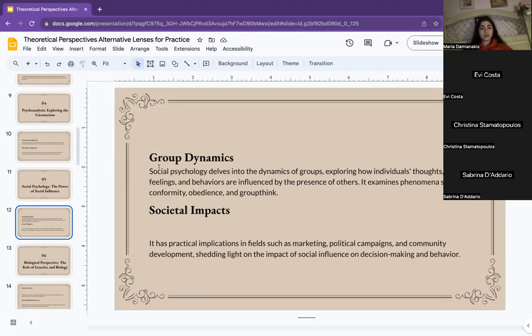Societal impacts. It has practical implications in fields such as marketing, political campaigns, and community development, shedding light on the impact of social influence on decision-making and behavior.